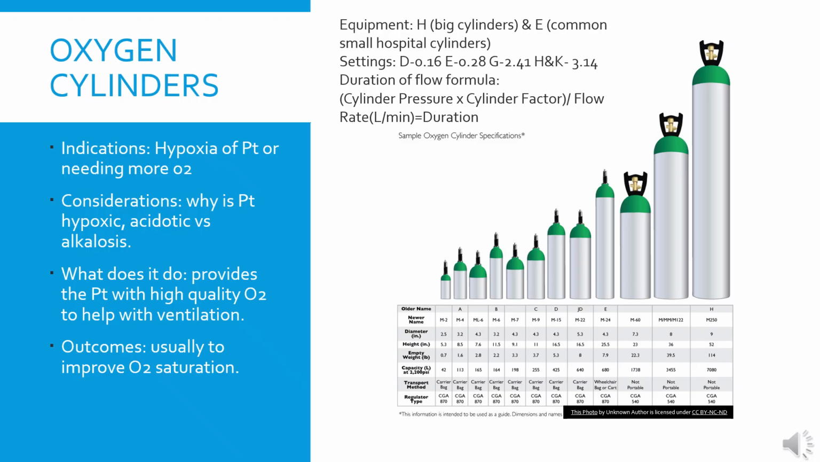Cylinders. So indications: hypoxia of patient or needing more O2. Considerations: why is the patient hypoxic, acidosis versus alkalosis. What does it provide the patient with? High quality O2 to help them ventilate. The outcome is usually to improve O2 saturation. So some of the equipment is the H cylinders, which are the big cylinders, and E cylinders, which are the common small hospital cylinders. The duration of flow formula: cylinder pressure times cylinder factor divided by flow rate, which is in liters per minute, equals your duration.